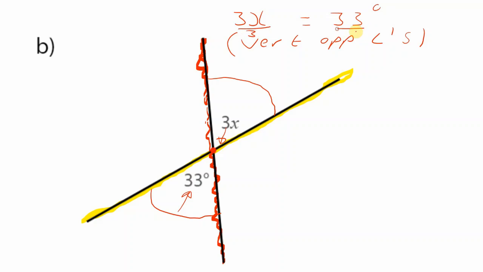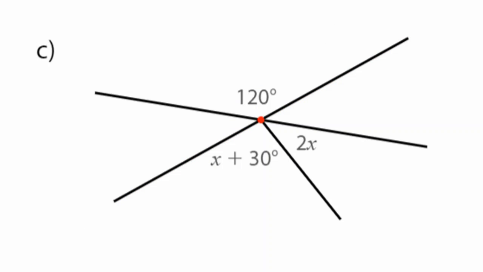What we do to the left, we do to the right. So the 3's can now cancel. We simply have x. 3 goes into 33 11 times. So in fact, x is equal to 11 degrees. You can easily test. In fact, 3 times 11 will give you 33 degrees. Yes, so now let's have a look at number C.